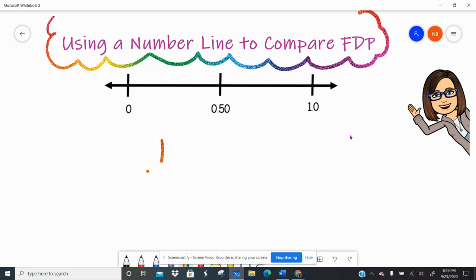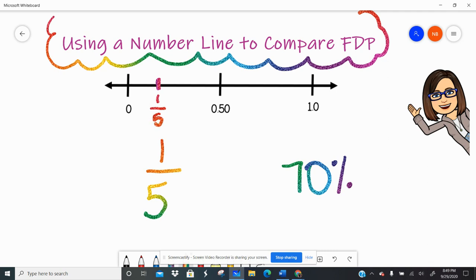So say I have 1/5 and I want to compare that to 70%, right? Even if I'm not great at the conversions, I could think to myself, okay, 1/5. If I only have 1 out of 5 things, I have less than half. So I could estimate reasonably that 1/5 is down here. It's less than half, less than half a half if I really know my numbers. So I'm going to put 1/5 about there on the number line.